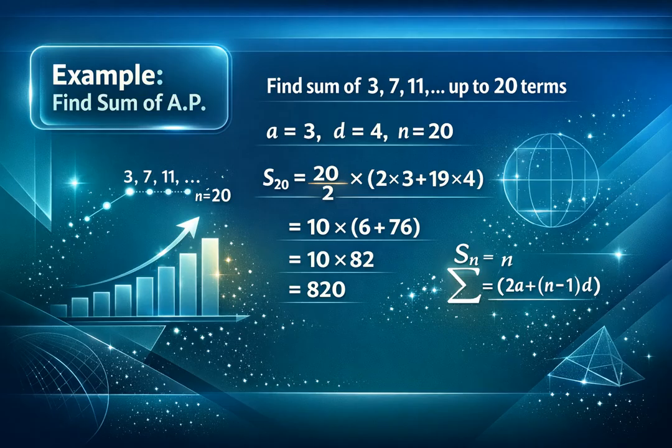Let's find the sum of 3, 7, 11, up to 20 terms. This is an AP with a = 3, d = 4, and n = 20. Using the formula, S20 = 20/2 times (2 times 3 + 19 times 4). That's 10 times (6 + 76) = 10 times 82 = 820.